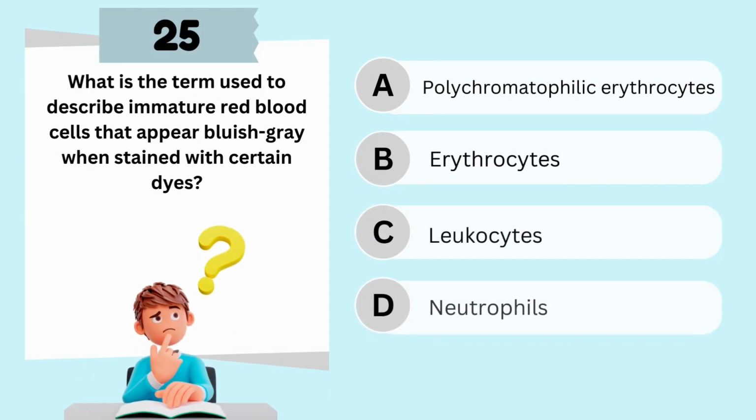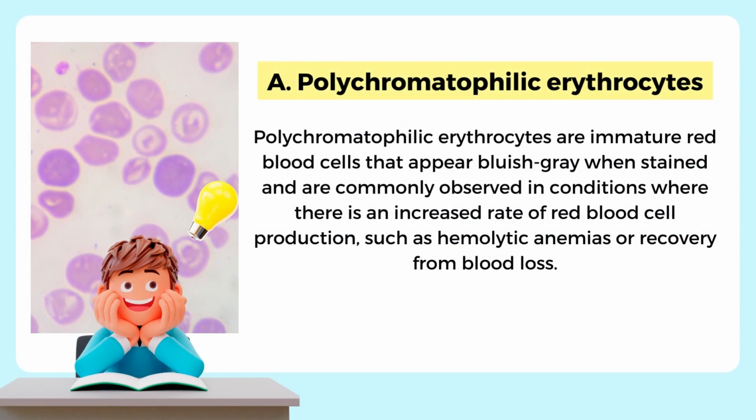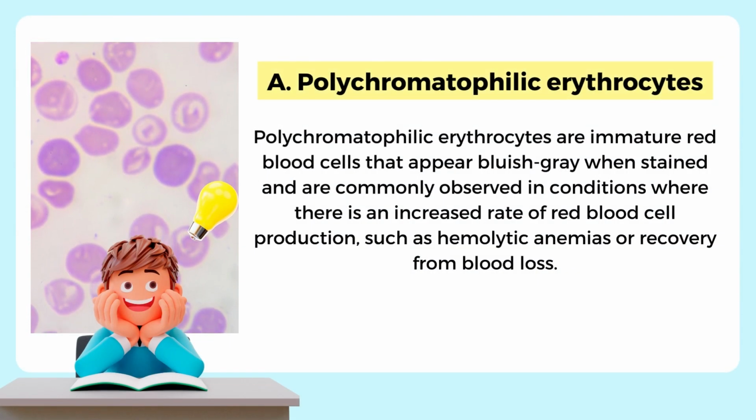What is the term used to describe immature red blood cells that appear bluish-gray when stained with certain dyes? The correct answer is A. Polychromatophilic erythrocytes.